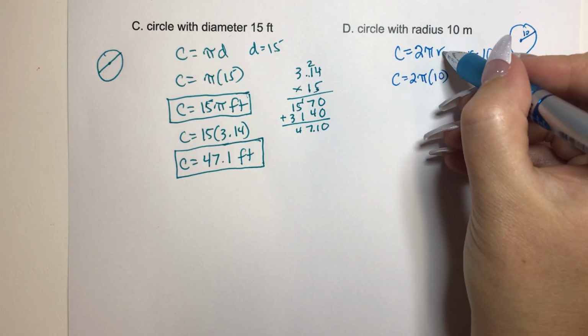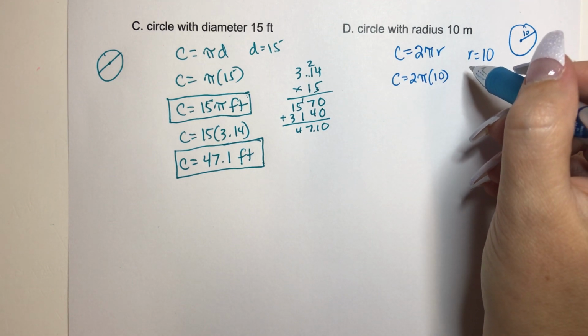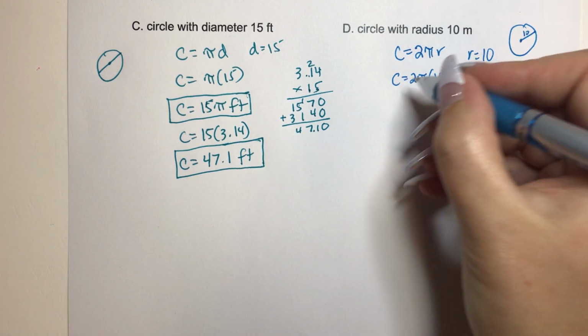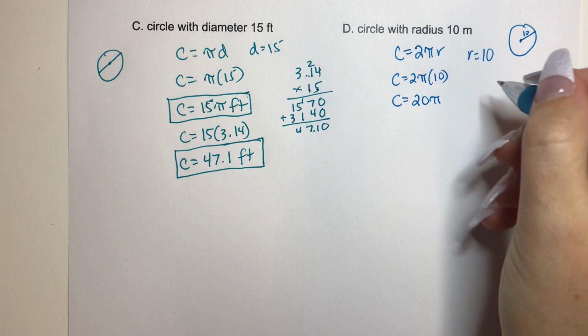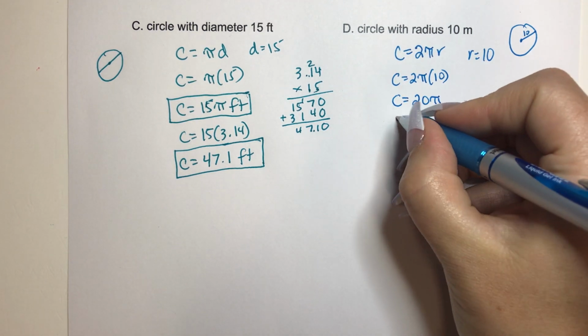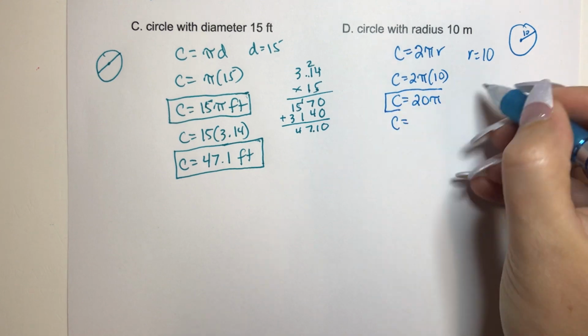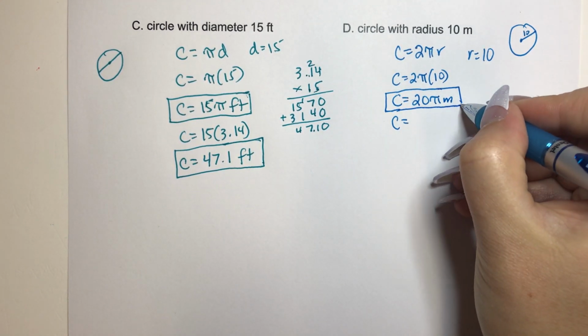Okay, make sure you're writing the formula and define your terms. If you don't have that on your paper right now, you need to go back and put that on there. Then we have 10 times 2, which is 20 pi, and yeah, that's our answer in terms of pi. My favorite. Oh wait, we have to put meters. Gotta put those units on there.